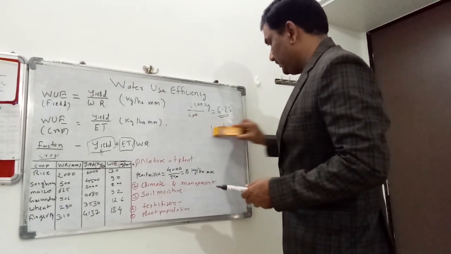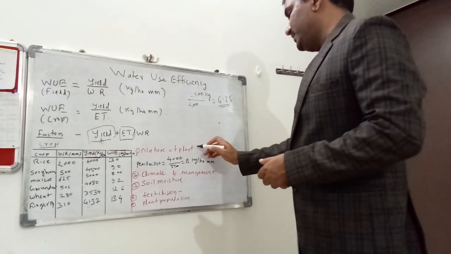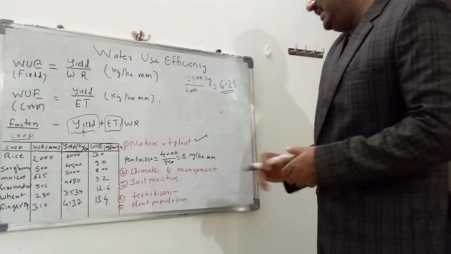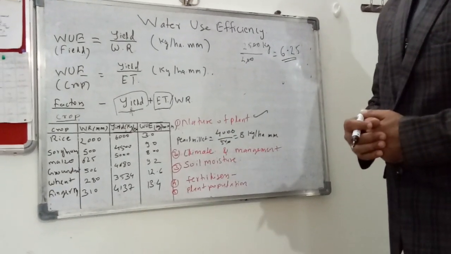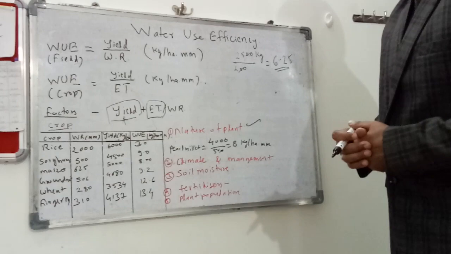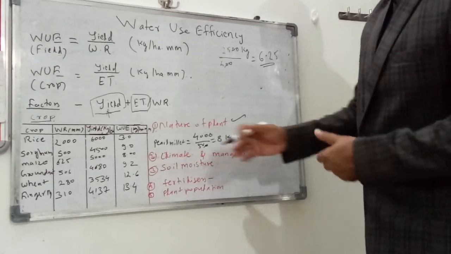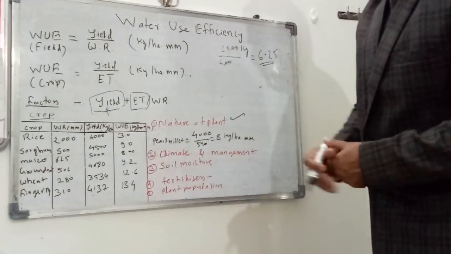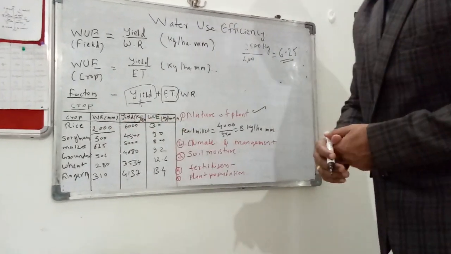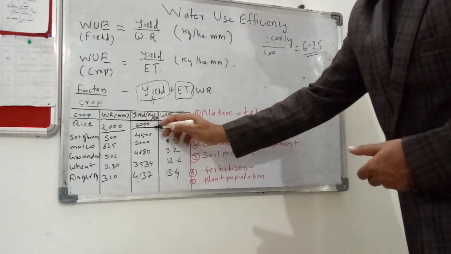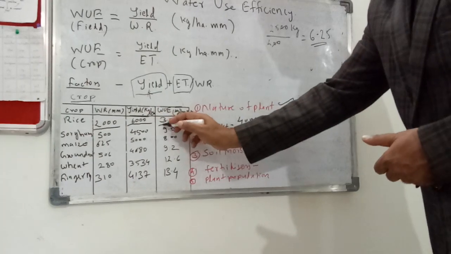So now we can see one by one what the factors are. The first one is the nature of the plant. As we have seen, there are different characters of the plant, capacity of the plant, photosynthetic rates of the plant. Every plant has its own requirement, and accordingly some examples are there. In case of rice, water requirement is 2000 mm, yield is 6000 kg per hectare, so we get 6000 upon 2000, which is 3.